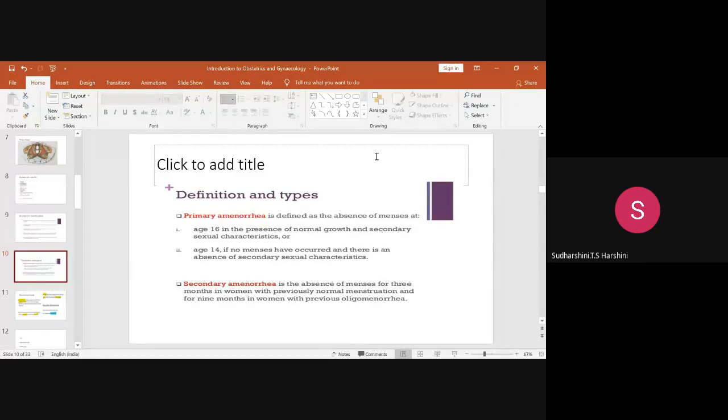Or previously, if she was having oligomenorrhea, that is a cycle of more than 35 days, and she has absence of menses for 9 months, it is called secondary amenorrhea.